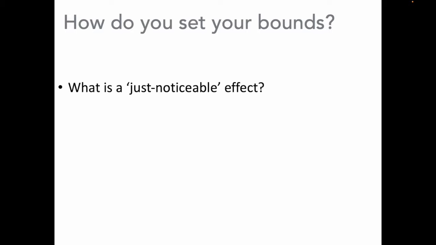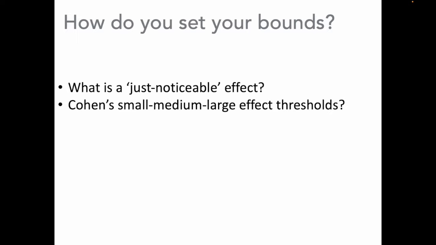How do you set your bounds? This is not necessarily easy. You can think about, well, what is a just noticeable effect? In some areas, for instance perceptual psychology, the ability for a human to perceive a particular light source, you can actually specify that. But in many areas, you can't really specify what a just noticeable effect could be. If you really want to, you can use Cohen's effect size thresholds. Probably not the best approach, but it is an approach as well.